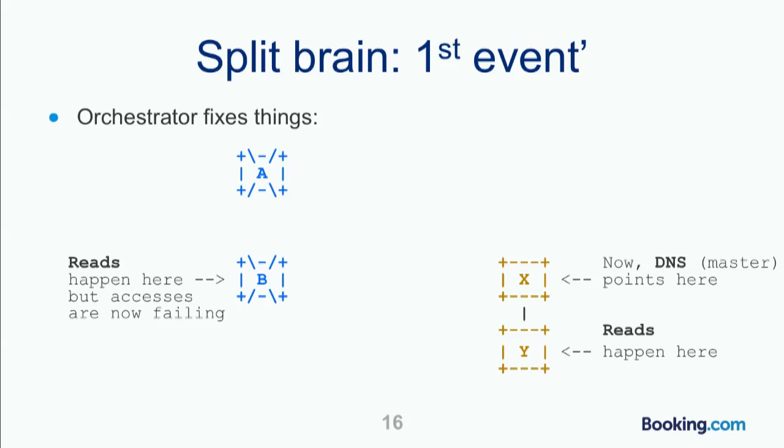reads carried on happening from Y, which they'd been doing before, but there were a few applications in the other data center, because the other application servers were running fine. They were trying to read from B. Orchestrator, or our scripting, doesn't actually fix that at the moment. So we had to manually adjust that, but that was a small change. That was quite easy to do.